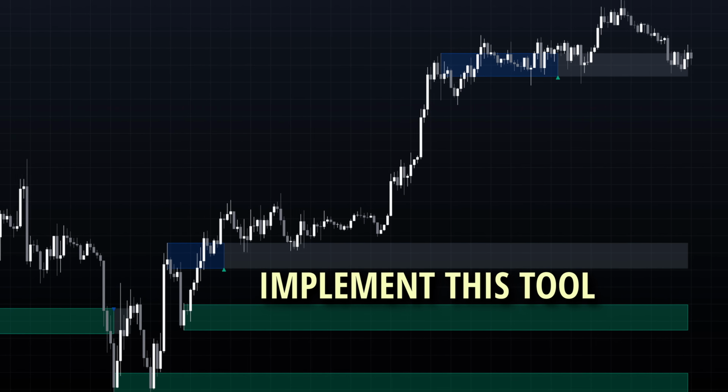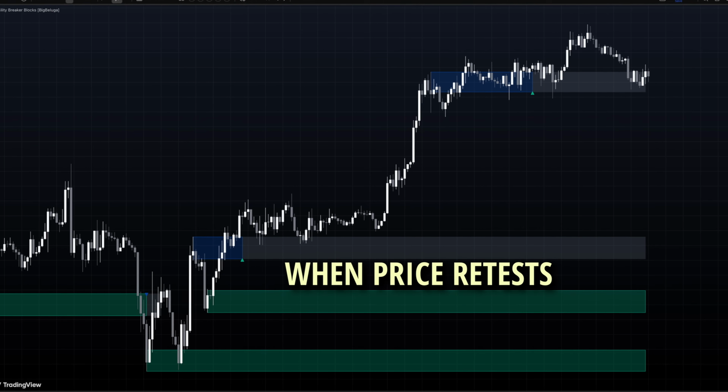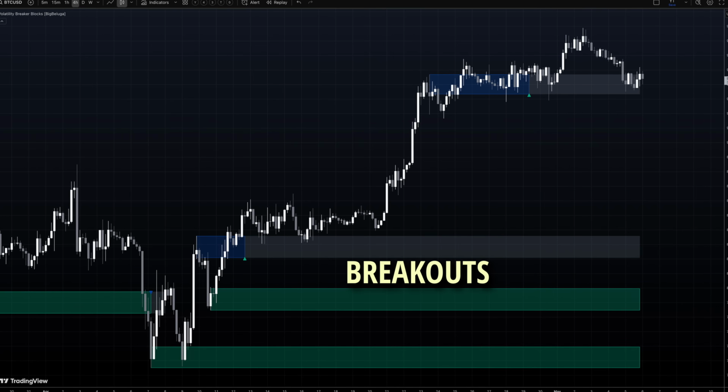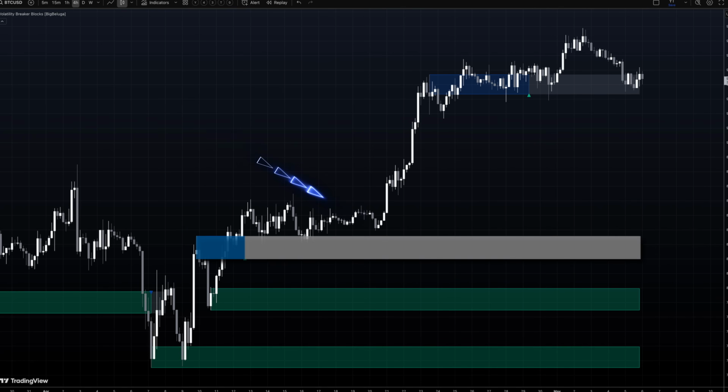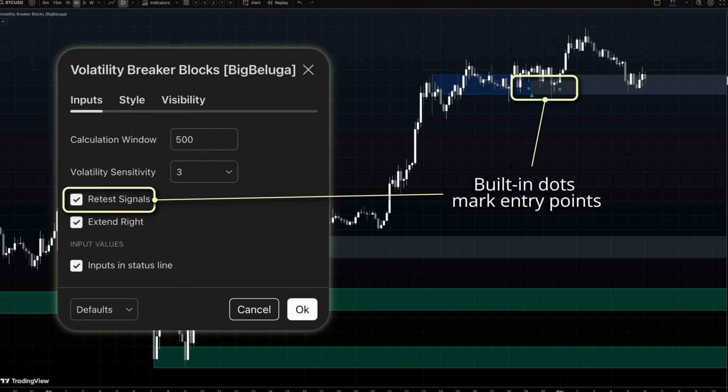Traders might implement this tool as part of a support-resistance strategy, entering positions when price retests shadow blocks after breakouts. For instance, after a bullish break above a blue block resistance, a trader could look for buying opportunities when price returns to test this level from above. The indicator's built-in retest signals, optional dots, provide specific entry points for these scenarios, while the extending blocks help visualize how these zones evolve over time.